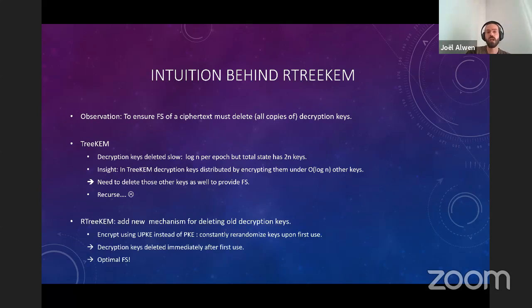So what we did is we said, okay, instead of using PKE, public key encryption, to encrypt your ciphertext, you should use updatable public key encryption. Because then what's the result? As soon as you receive a ciphertext, in the process of decrypting it, you immediately re-randomize and overwrite the decryption key. So as soon as you're finished with that, compromising you does not reveal that decryption key anymore. And indeed, following through on that logic, we're able to show that R-TreeKEM has optimal forward secrecy.